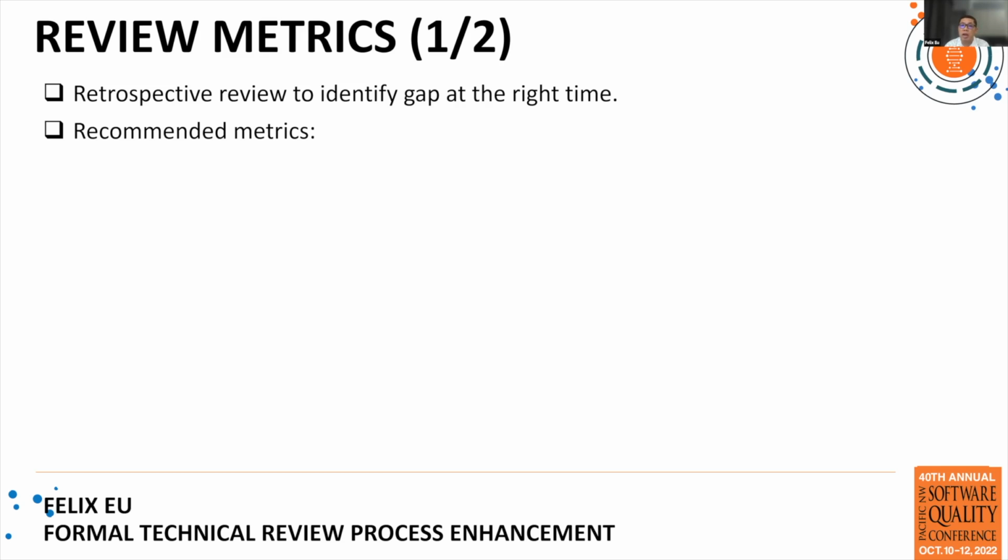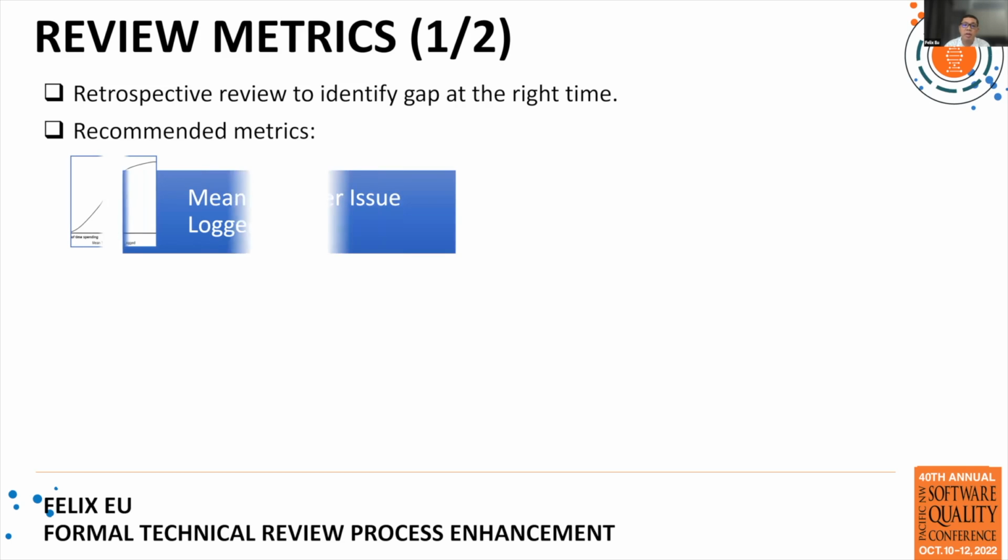Review data requires time to accumulate to define the powerful metrics to strengthen the review process. Here are some of the recommended metrics. Mean time per issue log. This is to measure the average time spent per issue log per reviewer. Adding more reviewers to each review could expedite the review process, but it depends on the reviewer expertise and skill set.